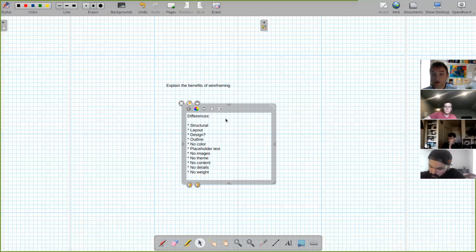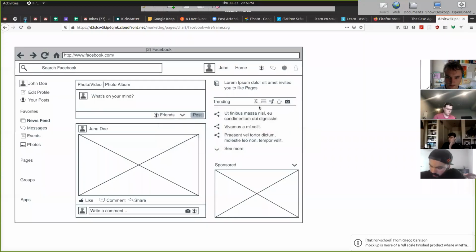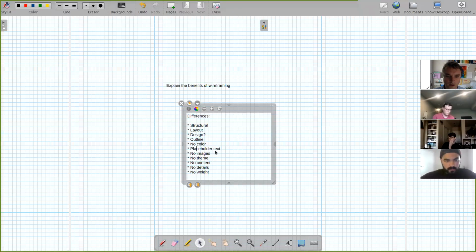So these are the distinct things that I saw people identify about this. So structural, mostly about layout, like the placement of things. The outline, there's no color, there's no images, there's no theme, there's no content, there's no details, there's no real line weights. We use placeholder text. So like some of you picked up on, this is called Lorem Ipsum. It's just something that kind of looks like text visually, but it isn't the actual content.